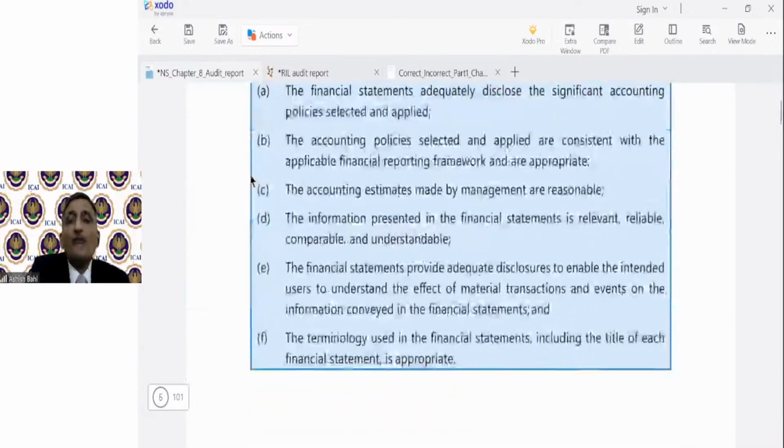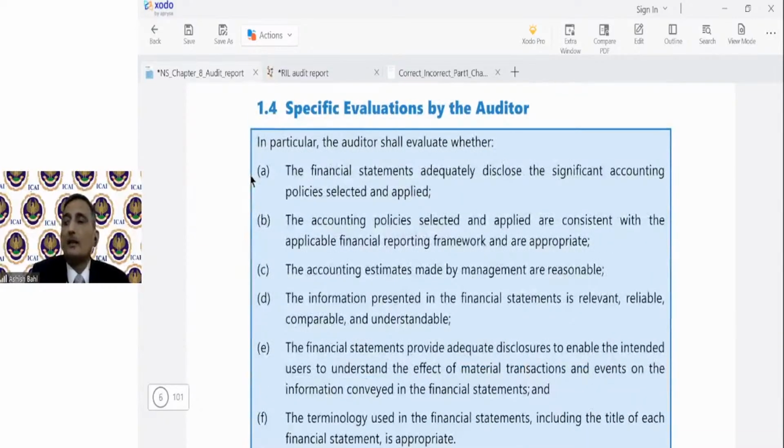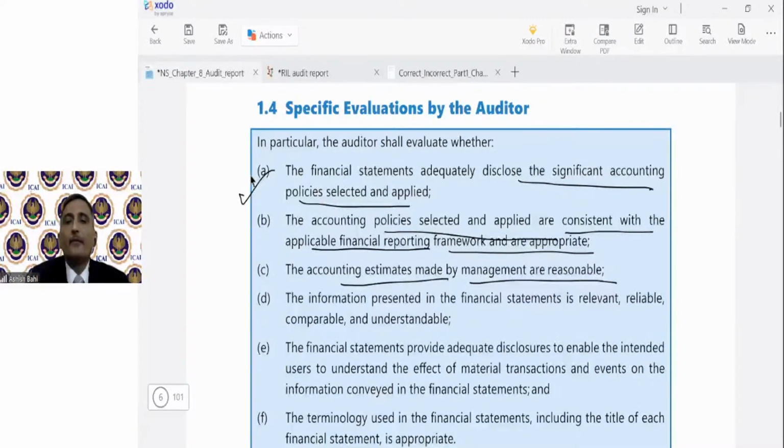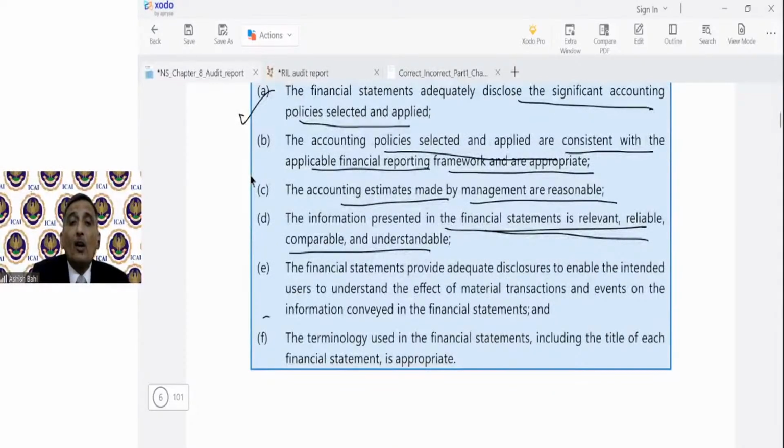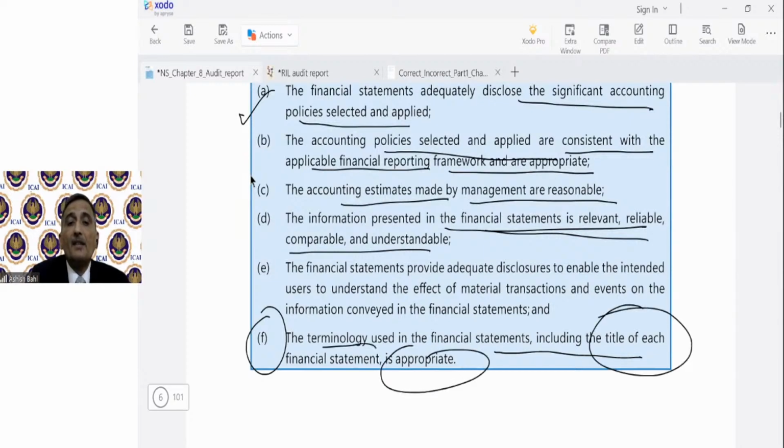Okay. So, specific evaluations by the auditor. The auditor shall evaluate these things specifically: that financial statements disclose the significant accounting policies, that accounting policies applied are consistent with the applicable framework and are appropriate, that the accounting estimates are reasonable, and that information presented in financial statements is comparable, relevant, reliable, that it contains all the disclosures, and the terminology used in the financial statements is appropriate, including the title of each financial statement.